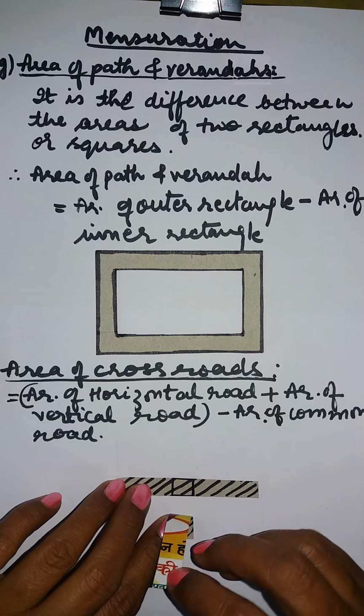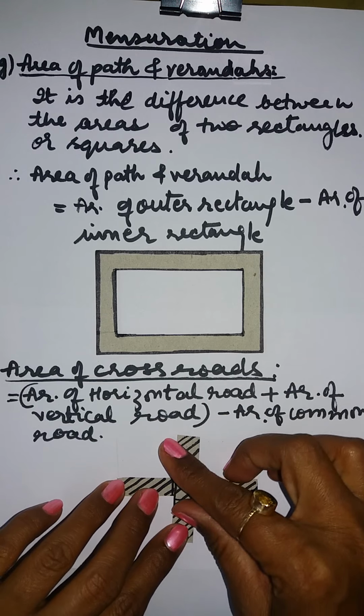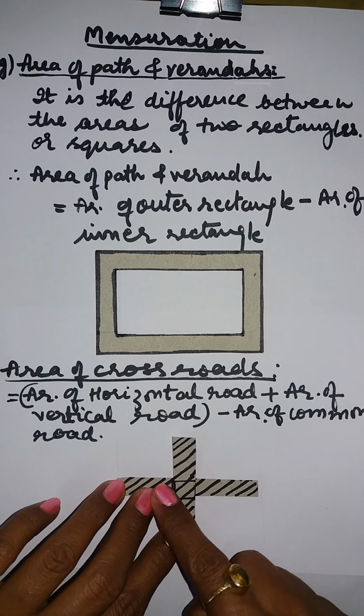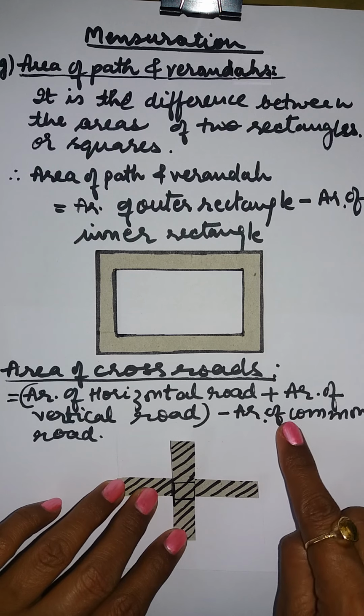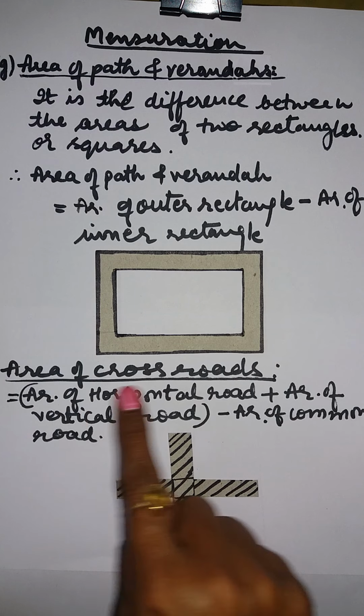So we will subtract from the sum of the areas of the two roads the area of the common road. This is called the area of crossroads.